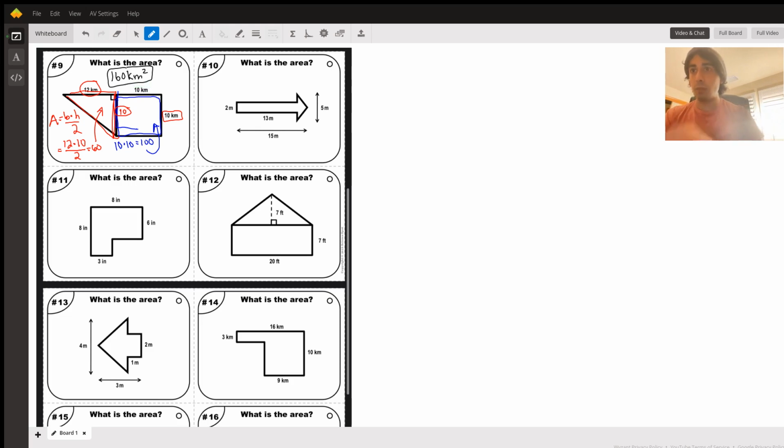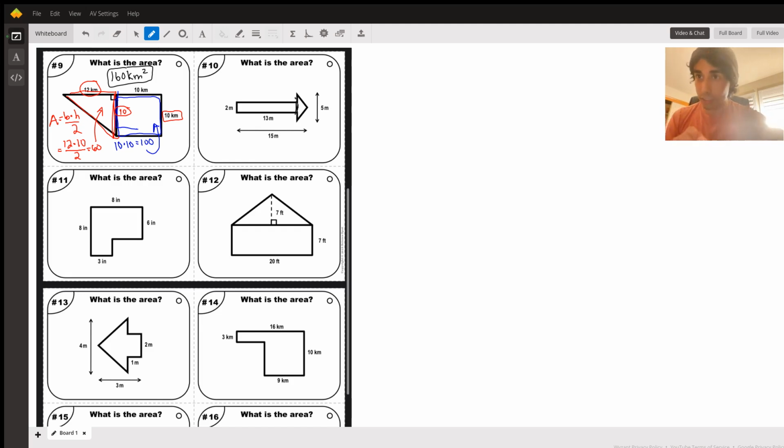All right, number 10, we got an arrow here. Again, this is where we've got to identify a couple different shapes we've got going on. I would say it helps to draw the cutoff, because that helps you see. You put the little cutoff there. Now you can see we've got a rectangle and we've got a triangle, right? 2 different shapes.